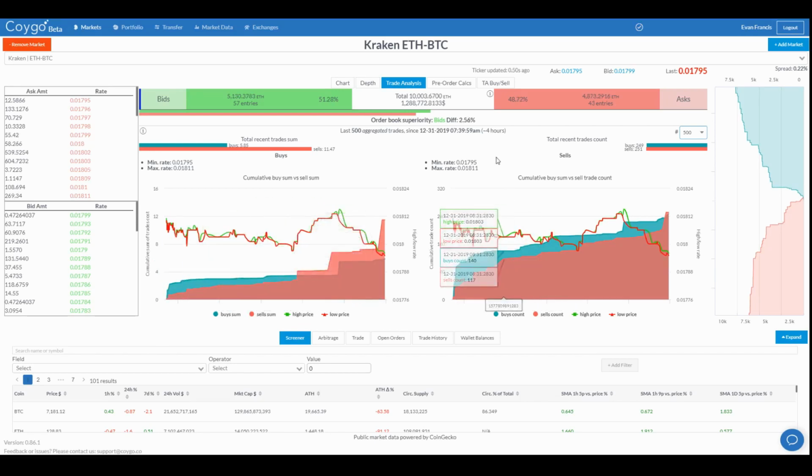These can be particularly helpful if you want to spot activity like whales placing large orders. If the number of trades is pretty constant, but all of a sudden there's a huge spike in volume of buys or sells, that can show you that there are a couple of very wealthy traders placing large orders of buys or sells.